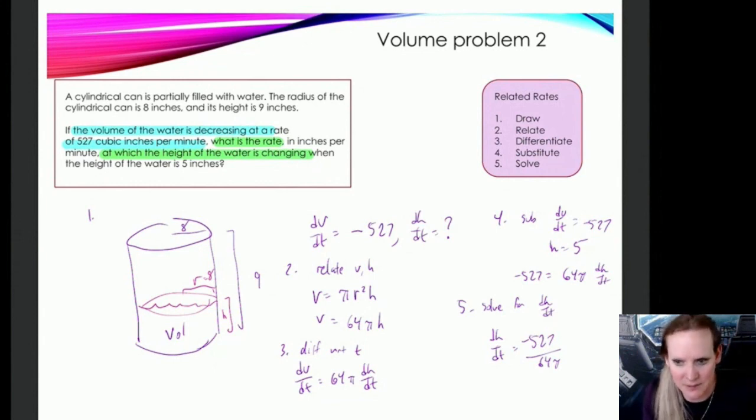That's related to what's going on in terms of the cone and the cylinder, except the cylinder is the same. And so if you fill it at a constant rate, then the height is going to change at a constant rate also.